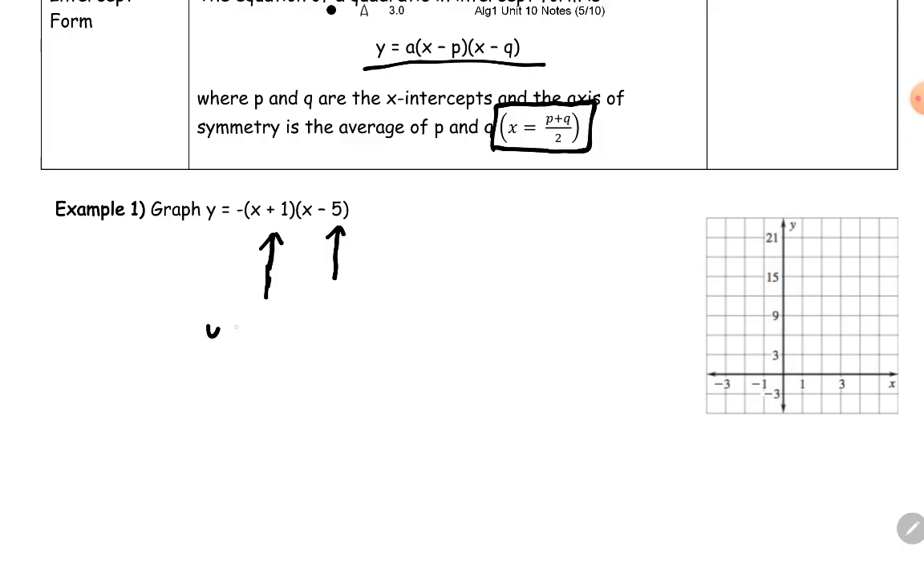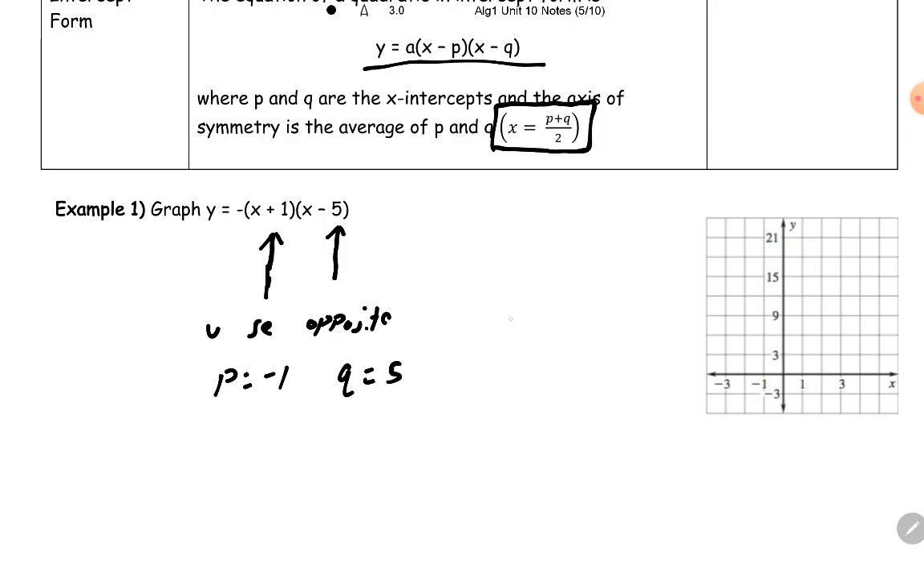We're going to use the opposite of what it says. The reason is that this equation is y equals a times (x minus p) times (x minus q). So minus p, this is a plus 1, so I'm going to say p equals negative 1. And then minus 5 means q is 5.